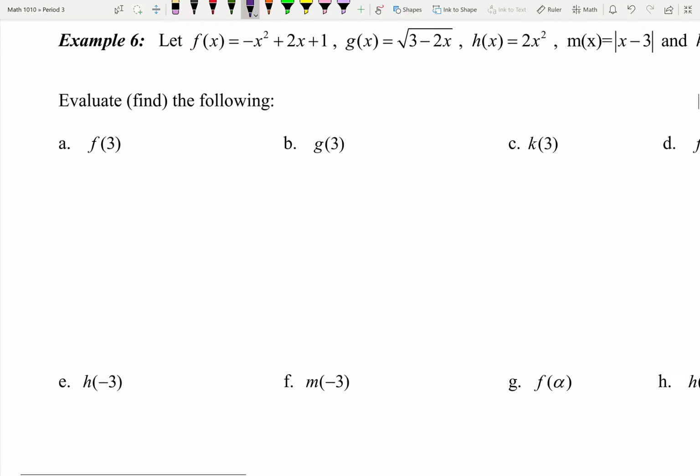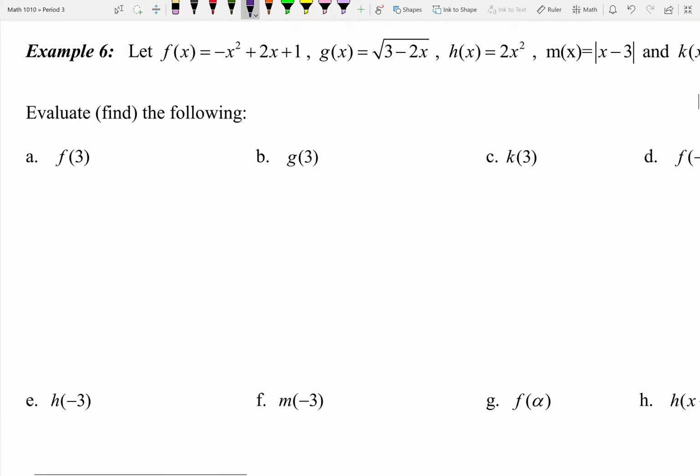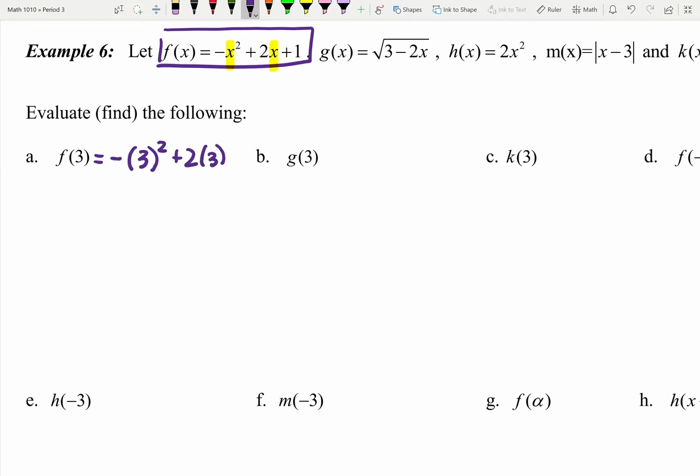Okay, here we go. Find f of 3. Everybody put an equals right there. Here's your f of x right there. See this x right here and this x right here? You're going to put a 3 in there, okay? So everybody go negative and then go parenthesis 3, right with me, squared plus 2 times 3 plus 1.